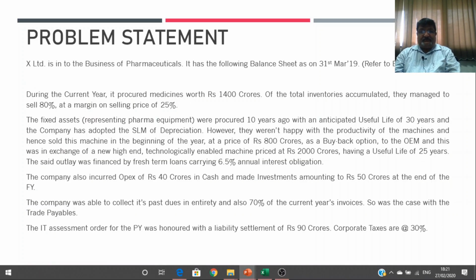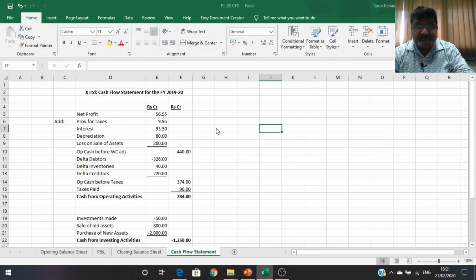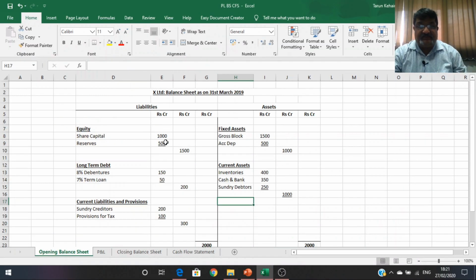I will read out the problem statement to you. X Limited is into the business of pharmaceuticals. It has the following balance sheet as on 31st of March 2019. If you see here, they are asking you to refer to the Excel sheet. So let me quickly take you there. This is the Excel sheet and this is the opening balance sheet as of 31st of March 2019 for X Limited.